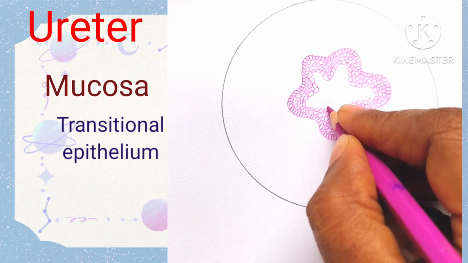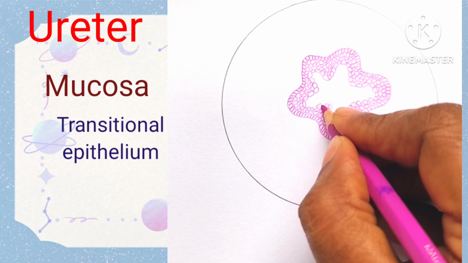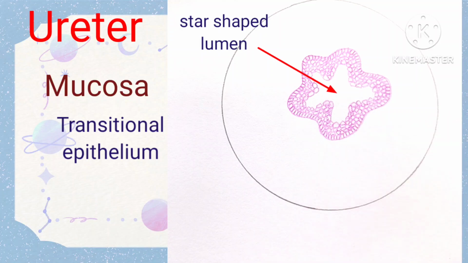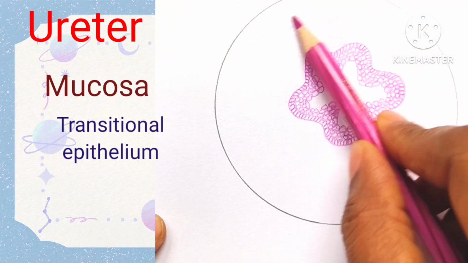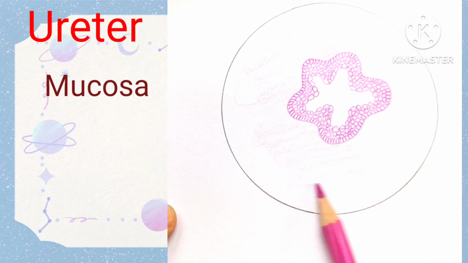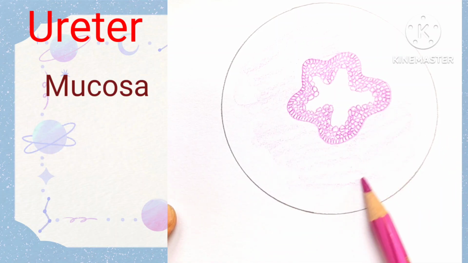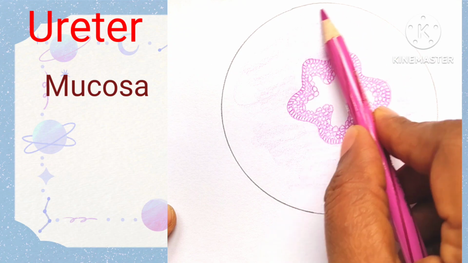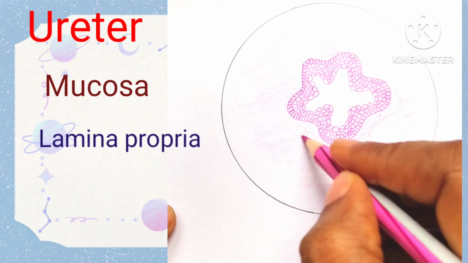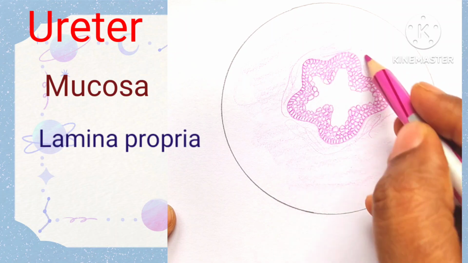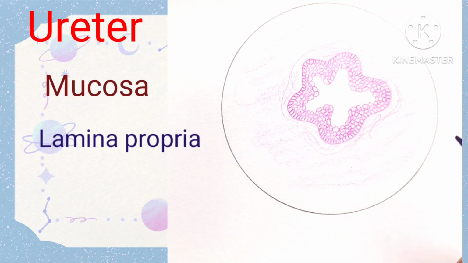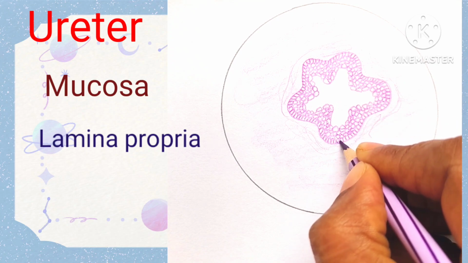So the star-shaped lumen is mainly because of the longitudinal folds of the mucosa. Now we'll shade the outer lining. Don't leave it a white background, make it a light pink staining. The mucosa contains the lining epithelium, that's the transitional epithelium, and the underlying connective tissue, the lamina propria, which contains loose connective tissue, blood vessels, and a few lymphocytes.